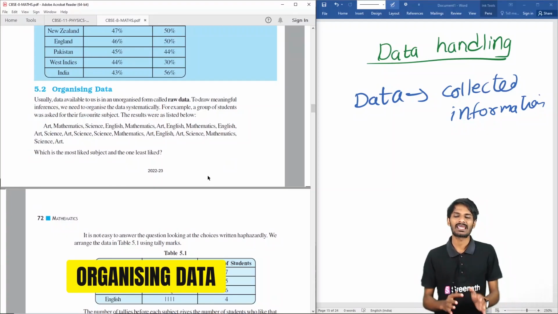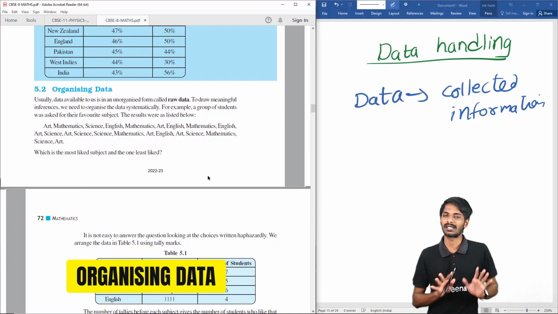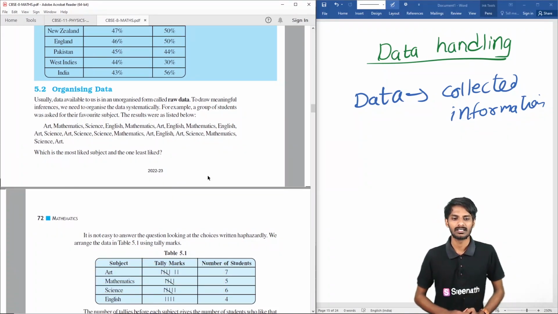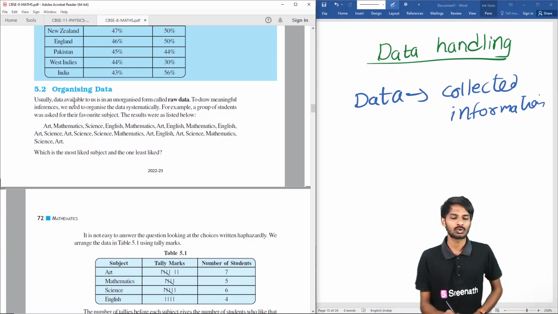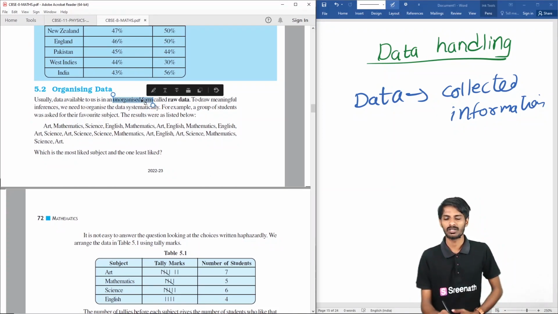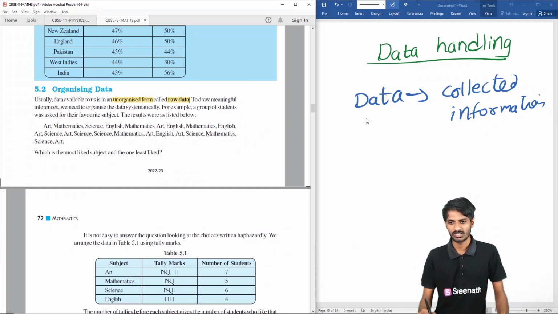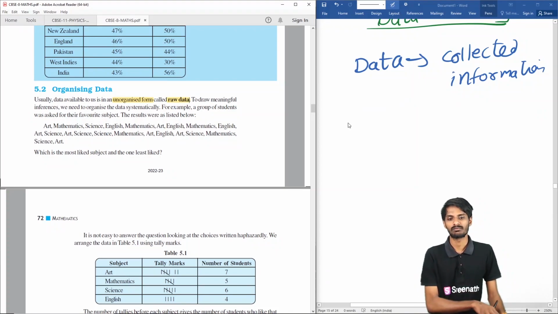Next, organizing data. Data means collecting the information. So collecting is good, and it is the raw data if we collected it at the beginning. But usually the data available to us is in an unorganized form. So normally the data available is in unorganized form, and it is called the raw data. Okay, students. So it is the raw data and it is the unorganized form.